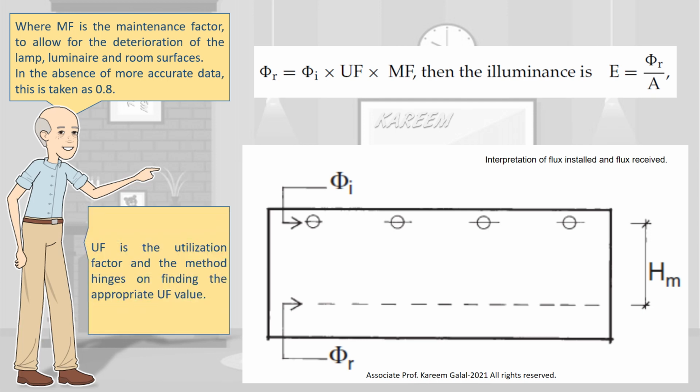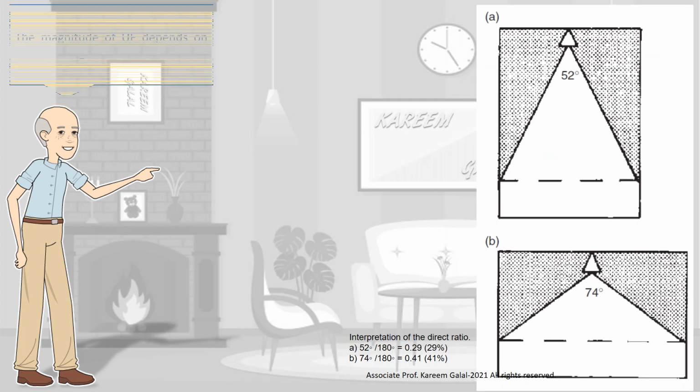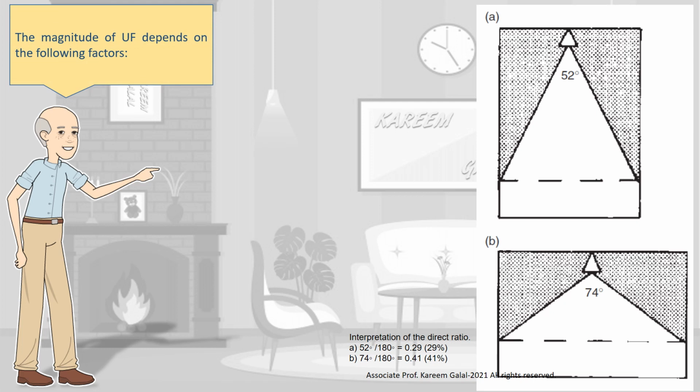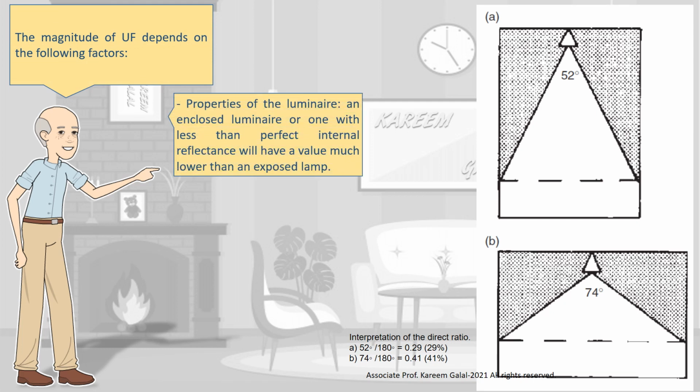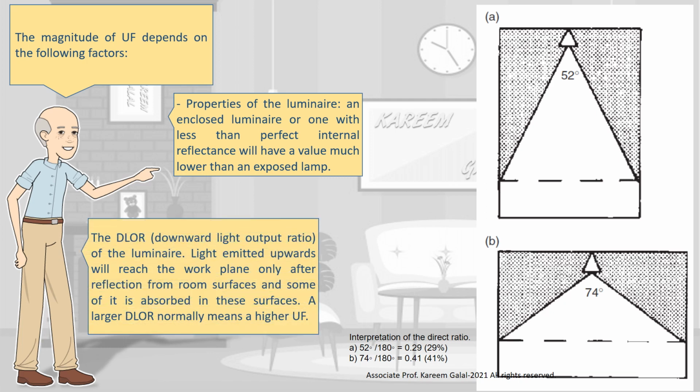UF is the utilization factor, and the method hinges on finding the appropriate UF value. The magnitude of UF depends on the following factors. Properties of the luminaire: an enclosed luminaire or one with less than perfect internal reflectance will have a value much lower than an exposed lamp. The DLOR, downward light output ratio, of the luminaire. Light emitted upwards will reach the work plane only after reflection from room surfaces, and some of it is absorbed in these surfaces. A larger DLOR normally means a higher UF.